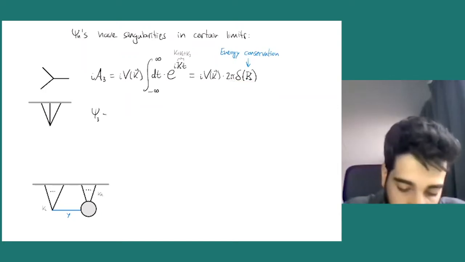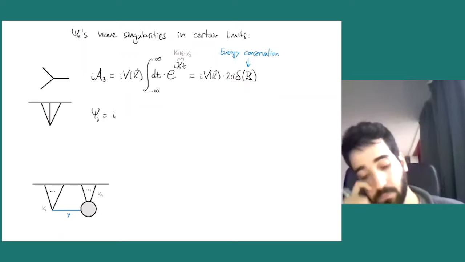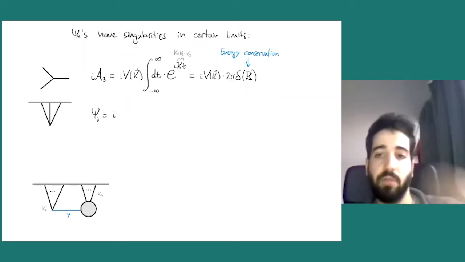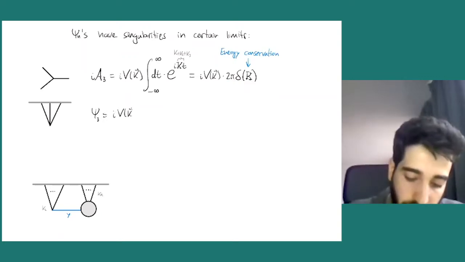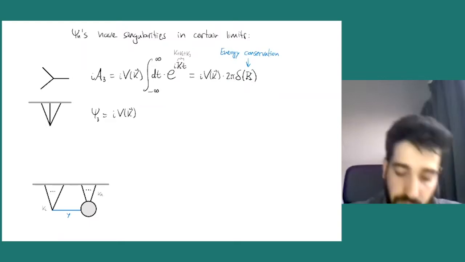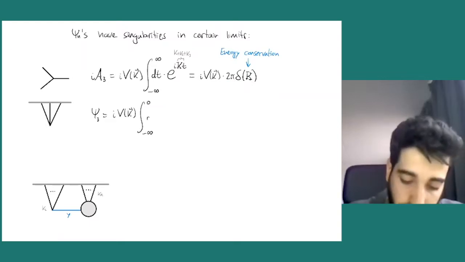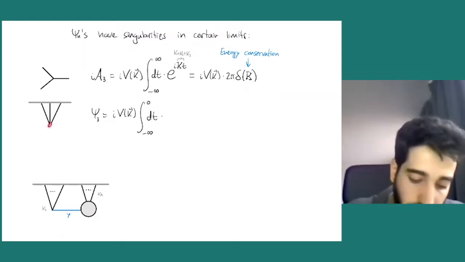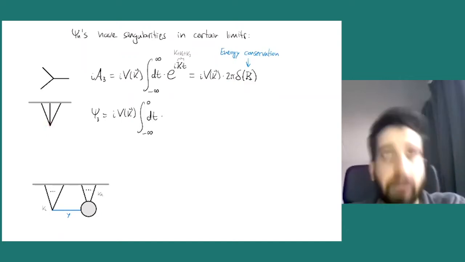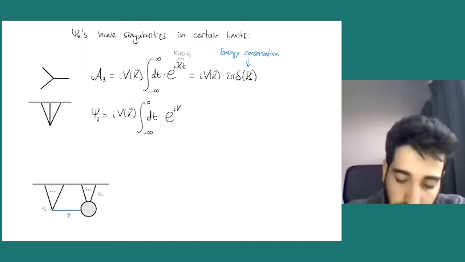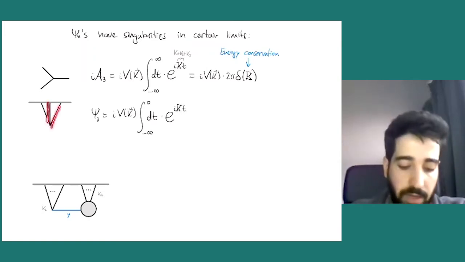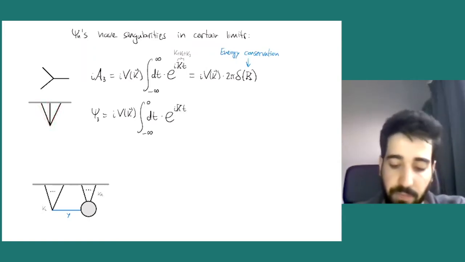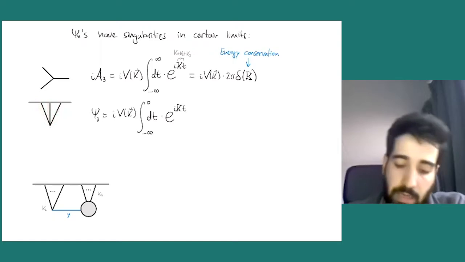Now, in the case of the wave function coefficients, I already told you what the diagrammatic rules were. You also have to multiply with the vertex factor, and then also integrate this point in time, multiplying with the bulk-to-boundary propagators of the three legs, which gives you that exponential.